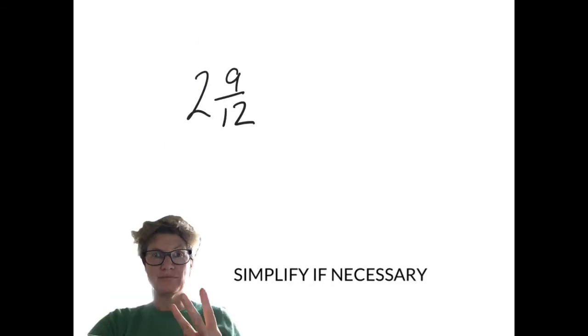So this time we go on to our third step, 2 and 9/12. Well, this can be simplified because 9 and 12 are both multiples of 3. So the simplest term is going to be 2 and 3/4 if I divide both of these here by 3. And that is how you subtract mixed numbers.